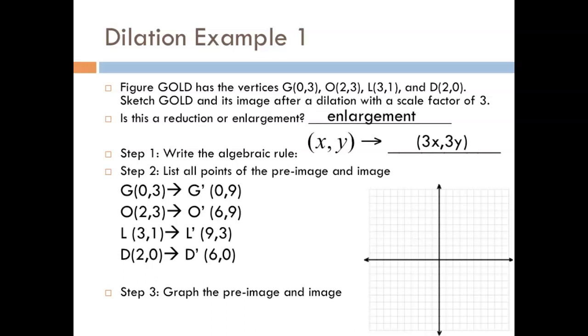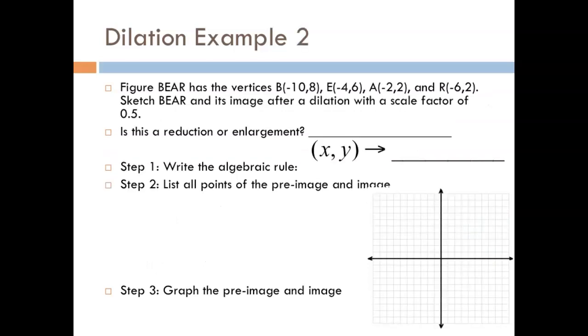So the preimage, the original, is at (0, 3), (2, 3), (3, 1), and (2, 0). Now the image is at (0, 9), (6, 9), (9, 3), and (6, 0). We'll connect those as well. Now if you compare the preimage to the image, you can see that the resulting image has been enlarged. Let's do example 2.